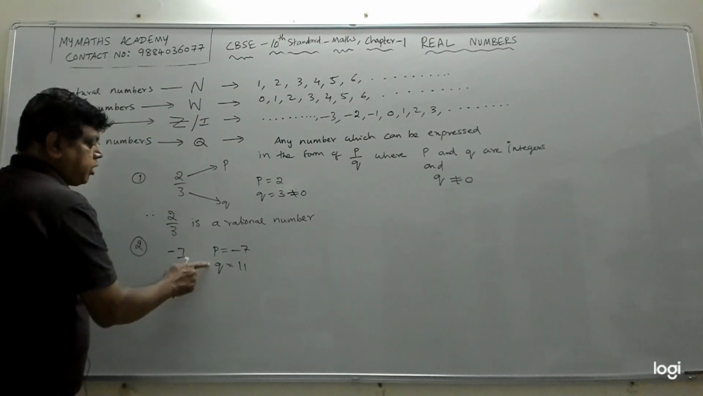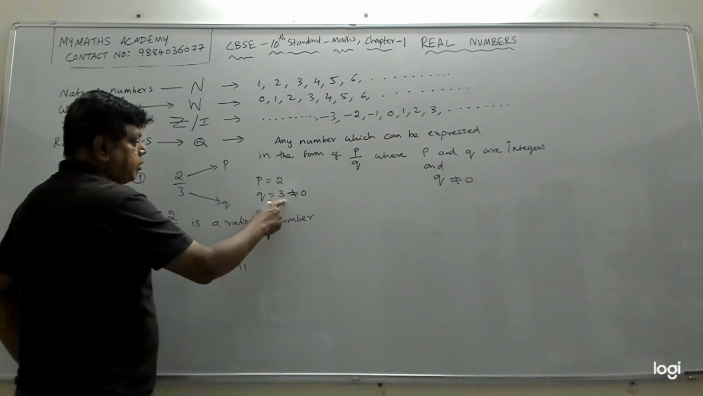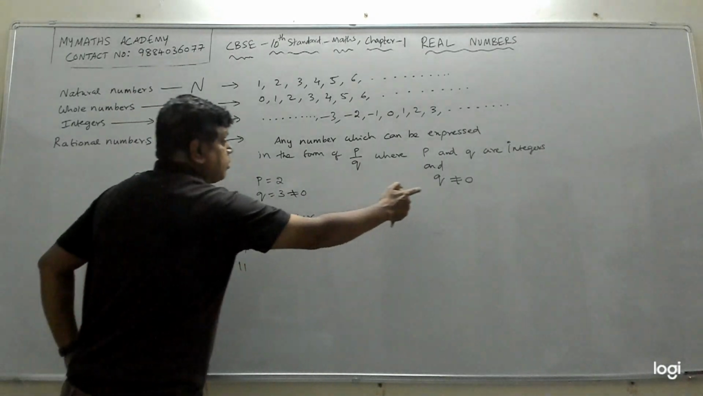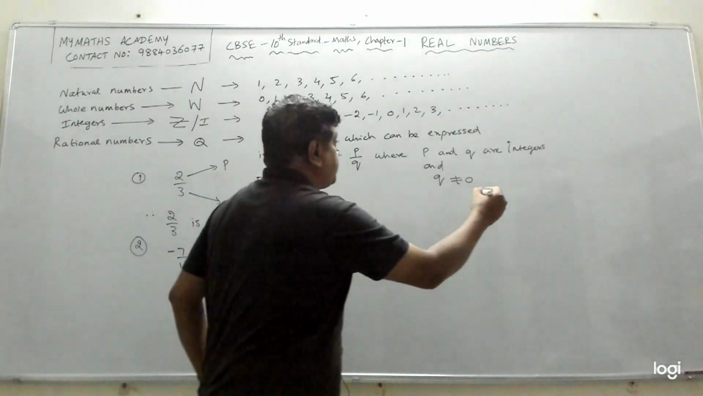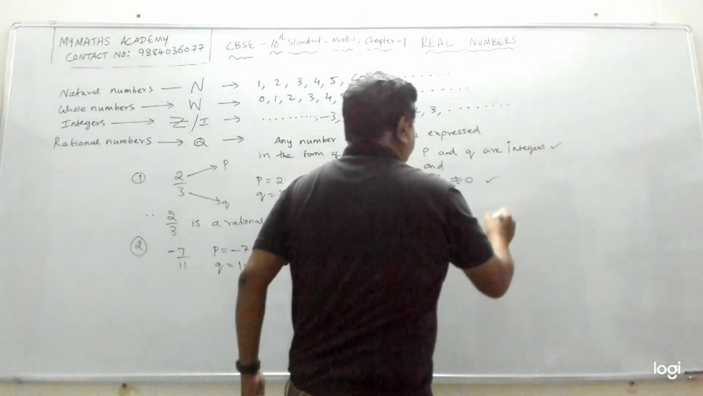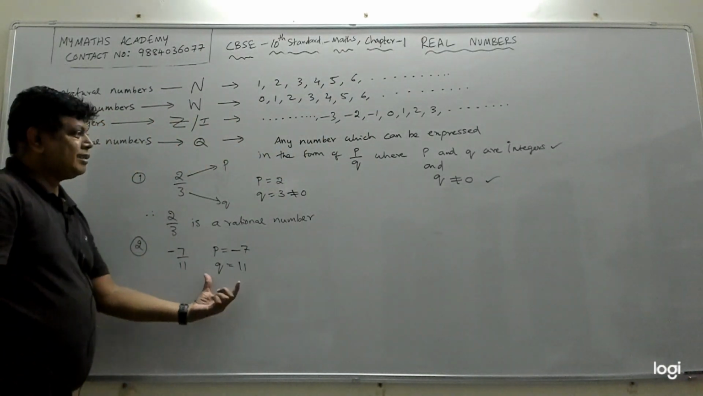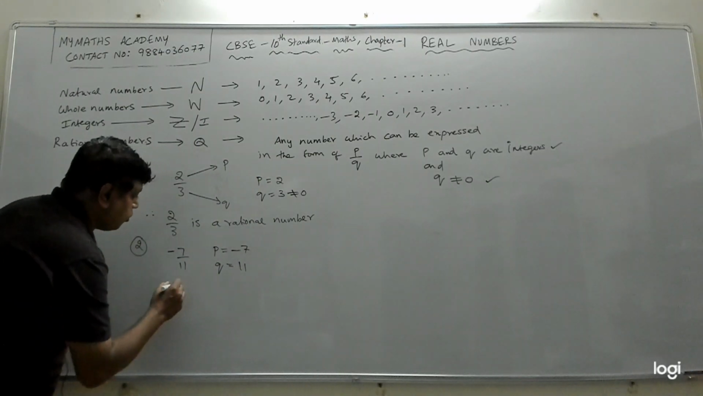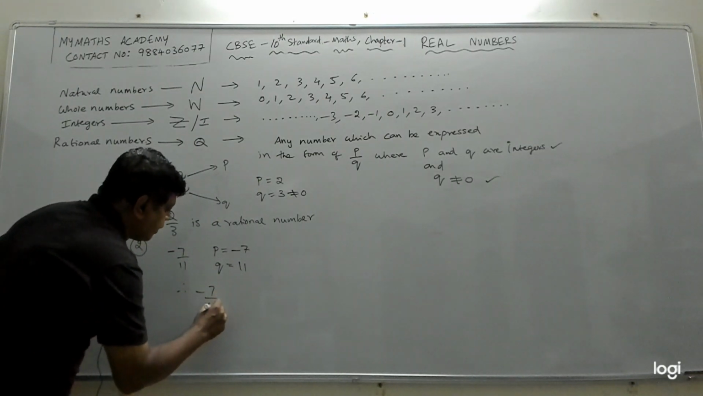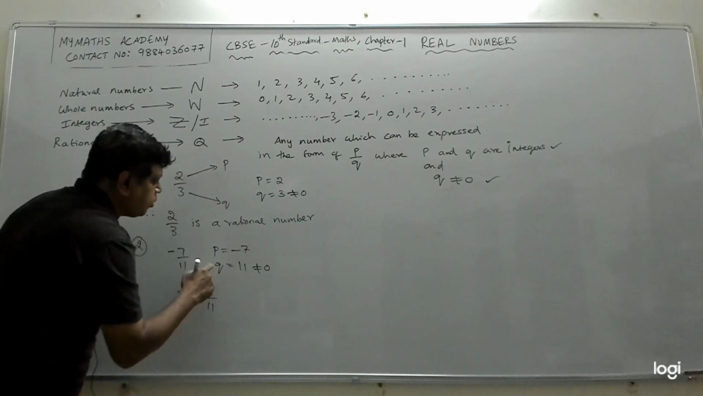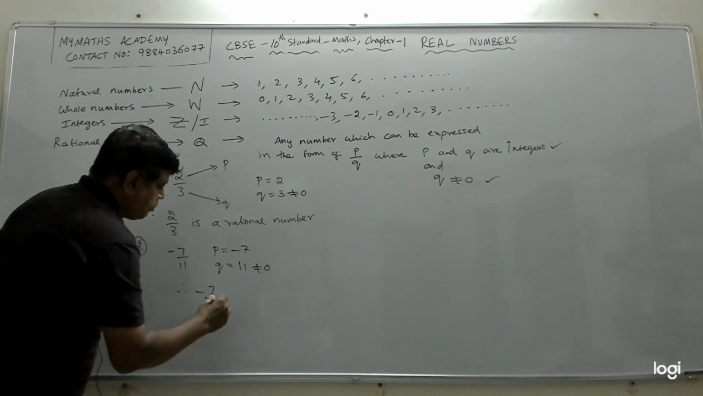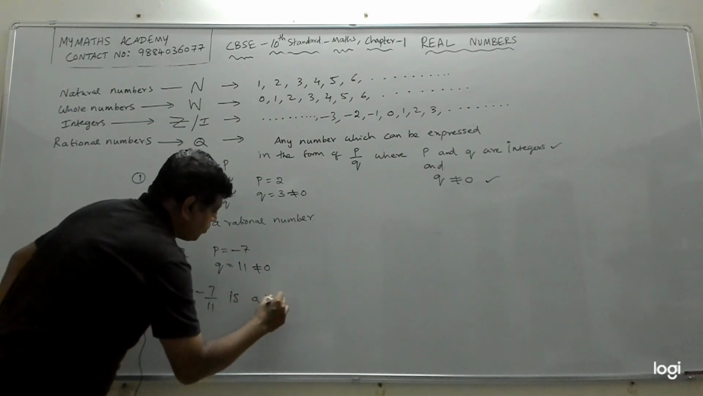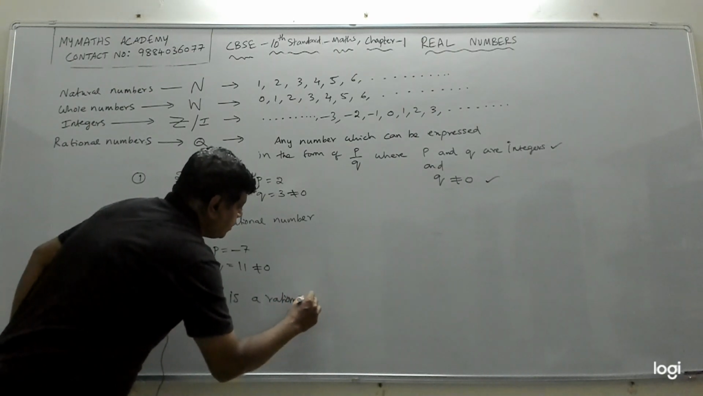So both are integers and the denominator Q is not equal to 0. So, this condition is satisfied. This condition is also satisfied. Q is not equal to 0 because Q is 11 here. Therefore, we can say P and Q are integers, Q is not equal to 0. Therefore, minus 7 by 11 is a rational number.